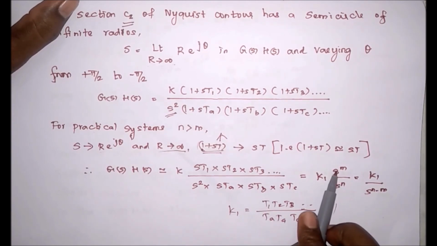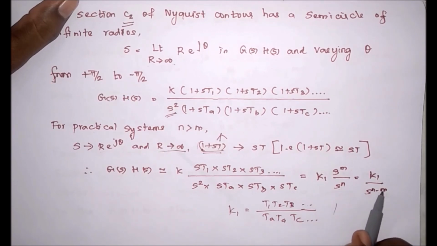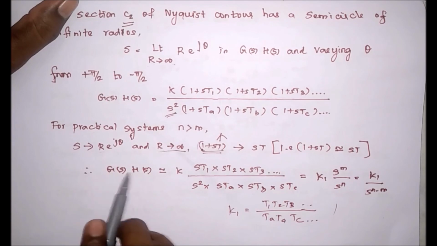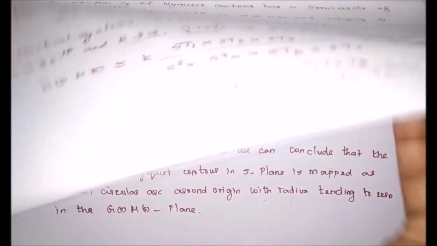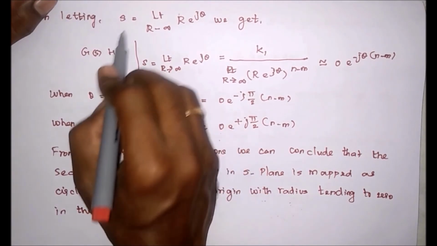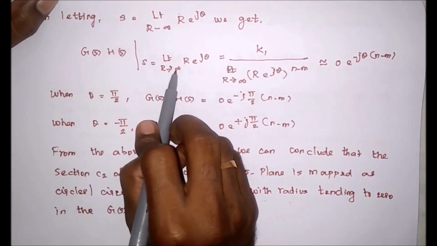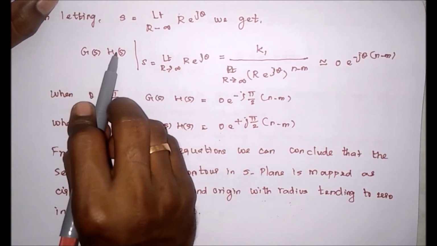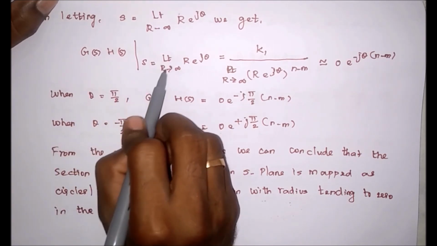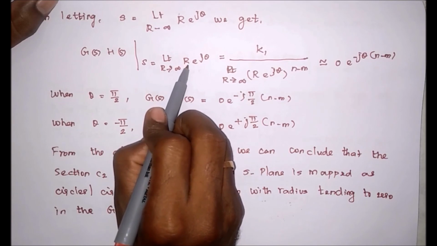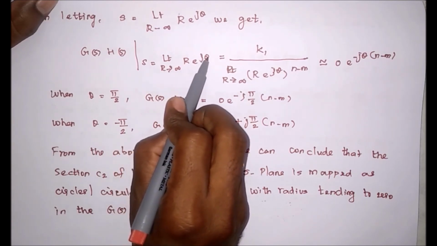So if we bring this s power m into the denominator, it will become s power n minus m. So k1 divided by s power n minus m, that is the g of s into h of s value. In the next step, what we have to do? We have to substitute r equal to infinity. So in g of s into h of s, we substitute s equal to limit r tends to infinity, r into e power j theta.